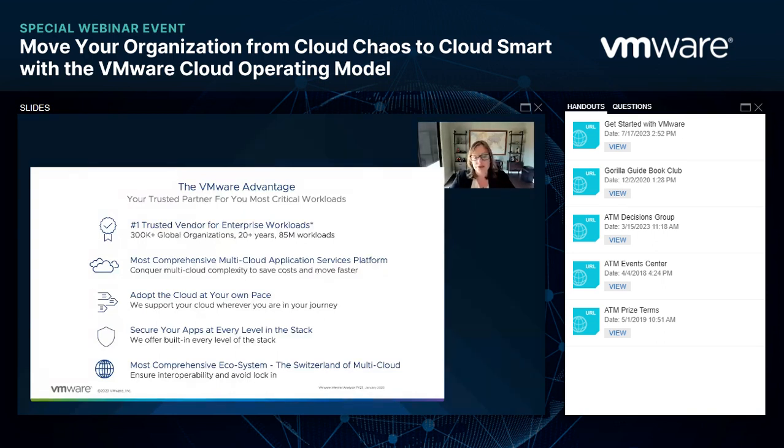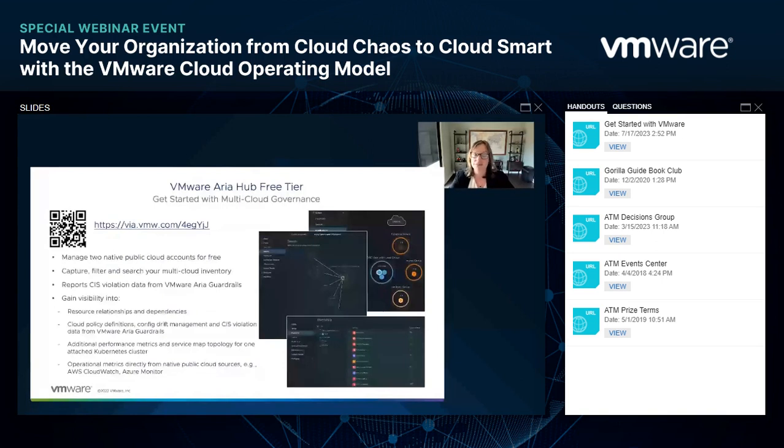And we ensure the interoperability across those underlying platforms and actually really help avoid lock-in too. We can avoid cloud lock-in if you're running vSphere across all of your different public clouds. It is easy to pick up and move those workloads as needed, or as I mentioned, even back to your own data center. But you don't have to take my word for it.